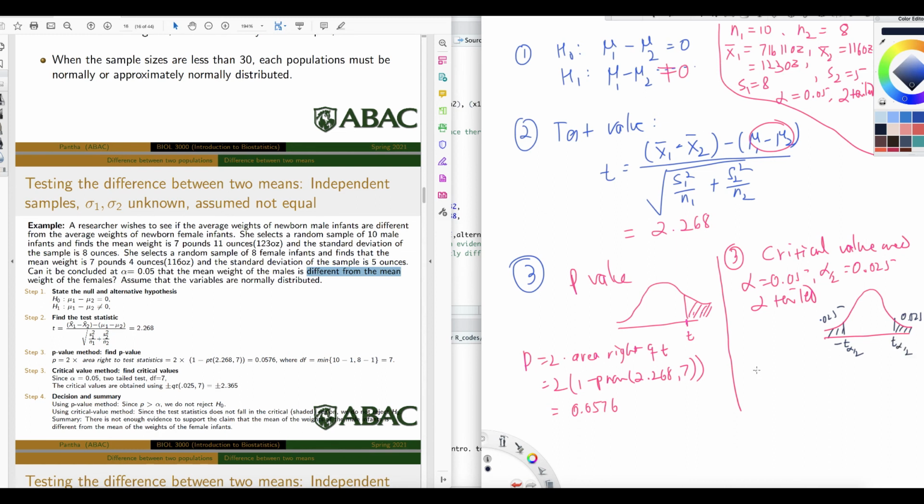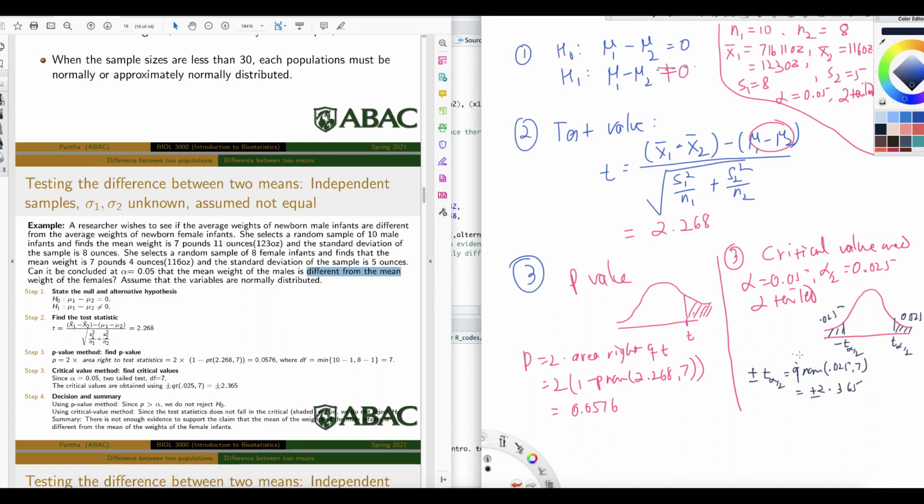So how do we find negative t alpha half? Negative t alpha half will be q norm, because we are finding the t value. q norm 0.025, and then what is the degrees of freedom again? The smaller of those, so that is 7. If you do that, you will get negative 2.365. That is this value, and this value will be positive 2.365. So let's write down plus minus that. You can write it that way.